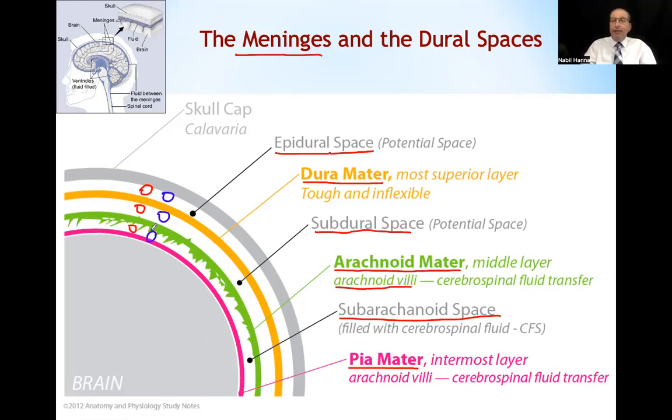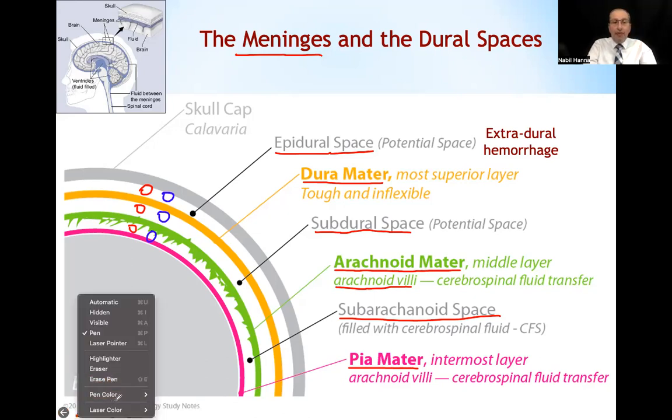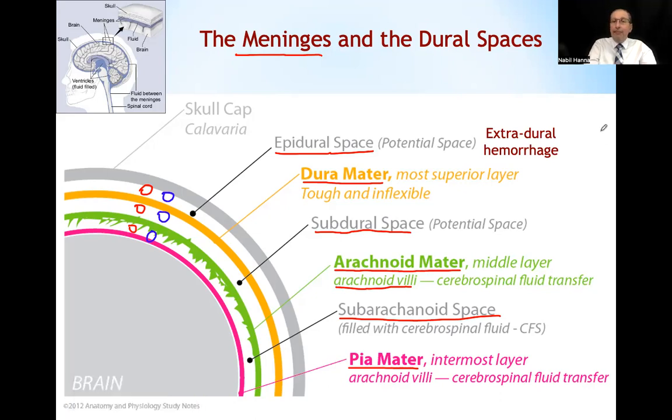What do you call it if one of the blood vessels in the epidural space, for some reason, ruptures, trauma or something, and blood comes out and accumulates in the epidural space or extradural space? We call this condition extradural hemorrhage. So extradural hemorrhage can result from arterial bleeding or venous bleeding, but most of the time, the cause of extradural hemorrhage is arterial bleeding.